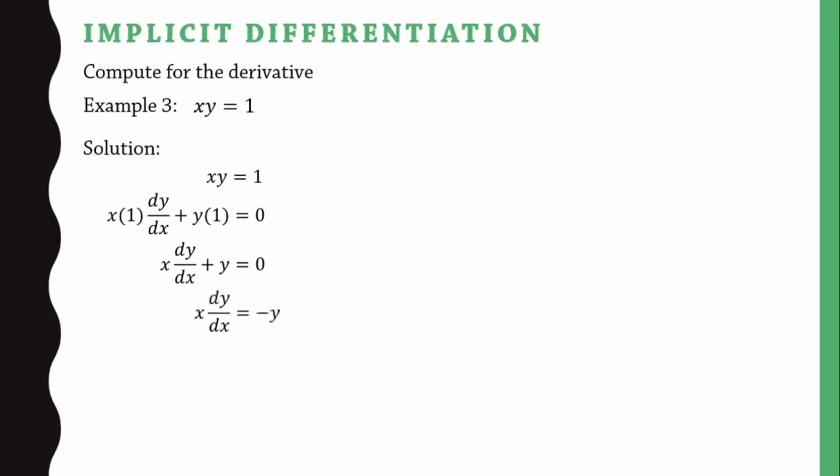So we transfer y to the right side, that will become negative y. So we have x dy over dx is equal to negative y. Then divide both sides by x. So that's dy over dx equals negative y over x.